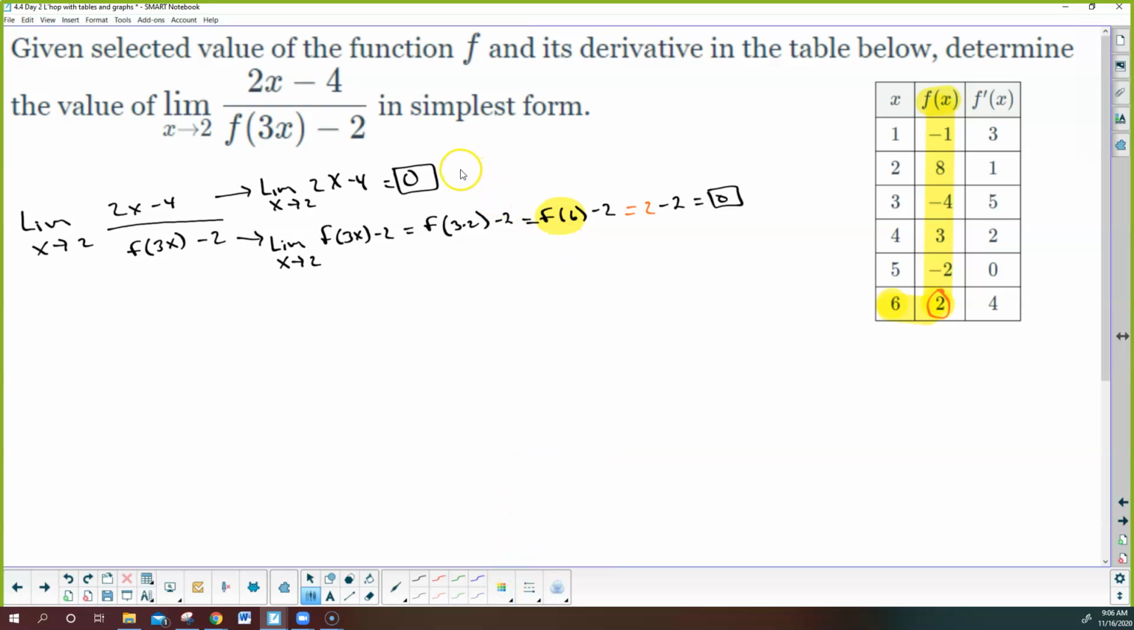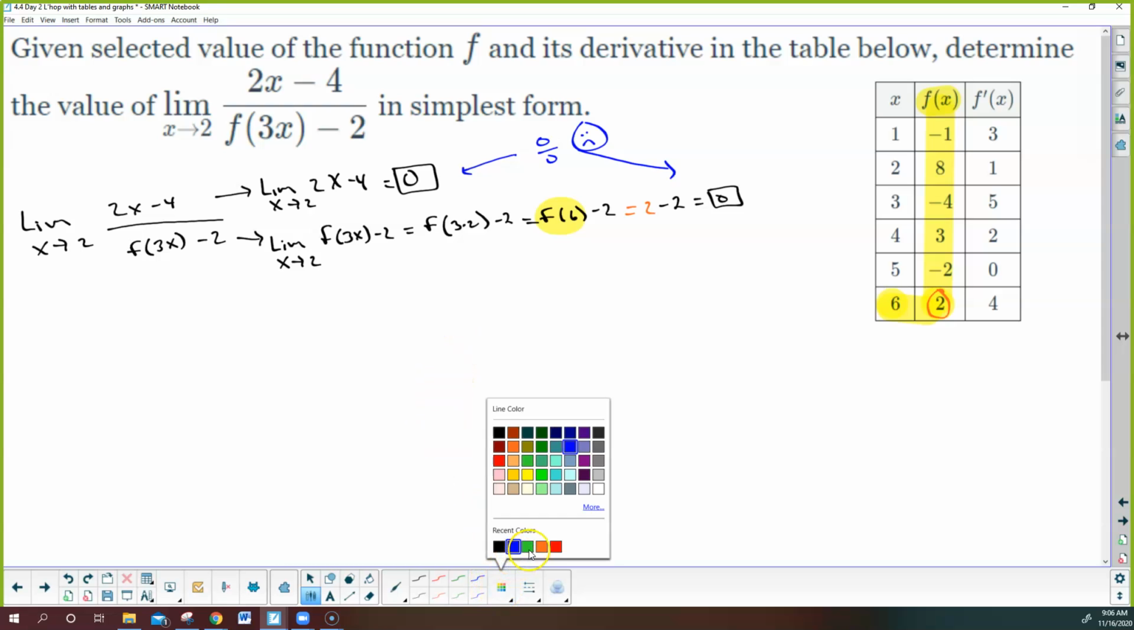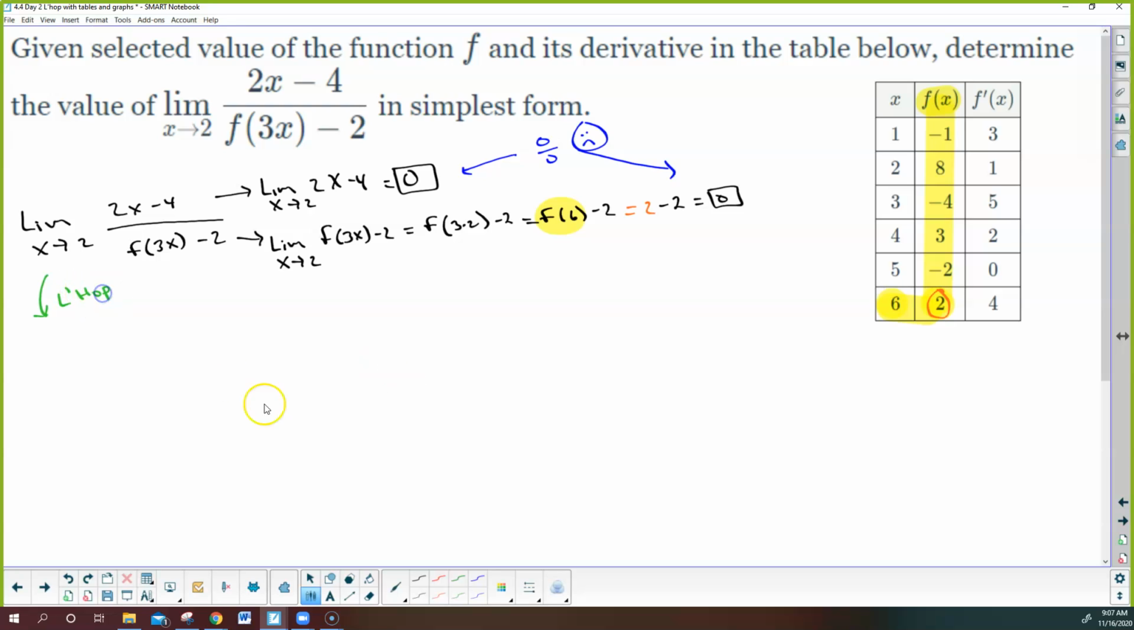All right, so notice what do we get? We get 0 over 0. Just have a frowny face. We don't like that. That is our indeterminate form. I'll give you guys a second to get caught up here.